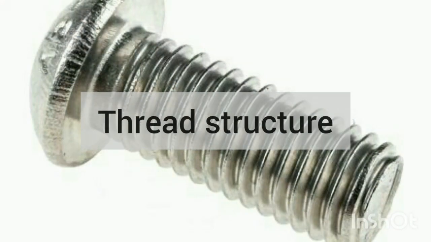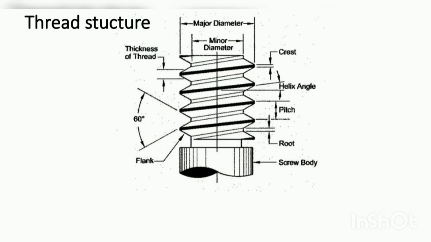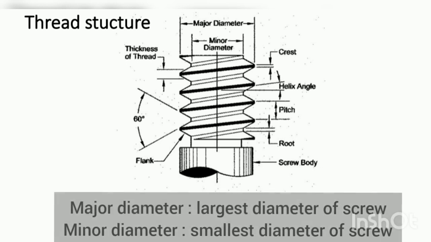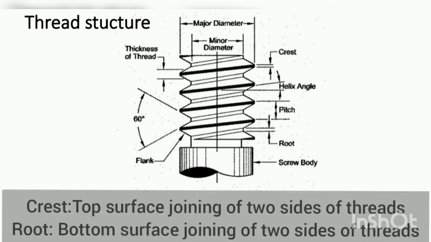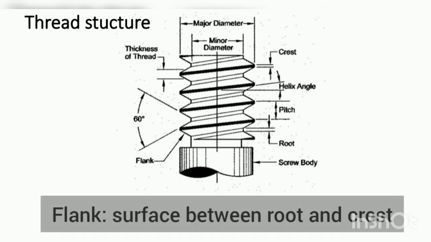Before we go further, we must first learn and understand the thread structure of a screw. On a normal screw, there is the major diameter, which is the largest diameter of the screw, and the minor diameter, which is the smallest diameter of the screw. The crest is the top surface joining two sides of threads, while the root is the bottom surface joining two sides of threads. The flank is the surface between the root and the crest.